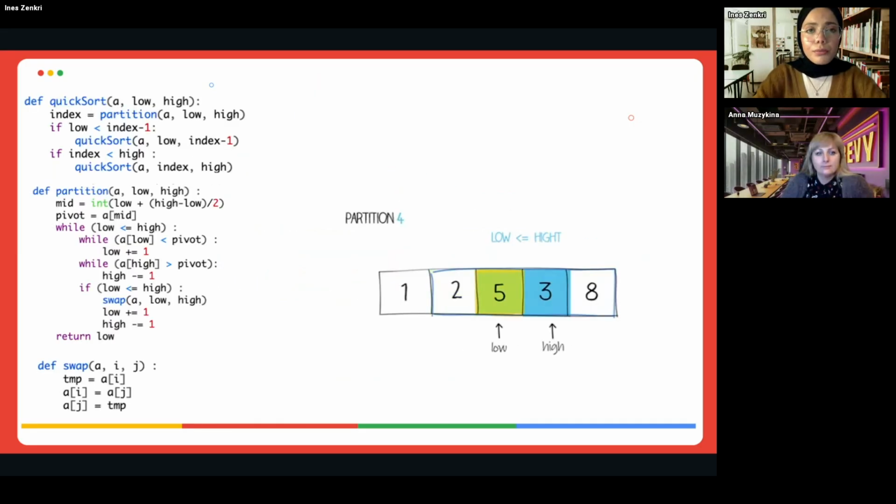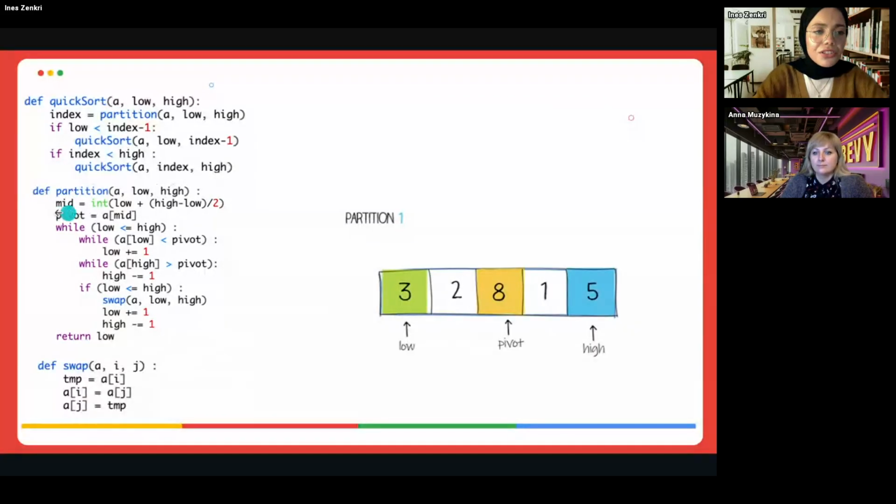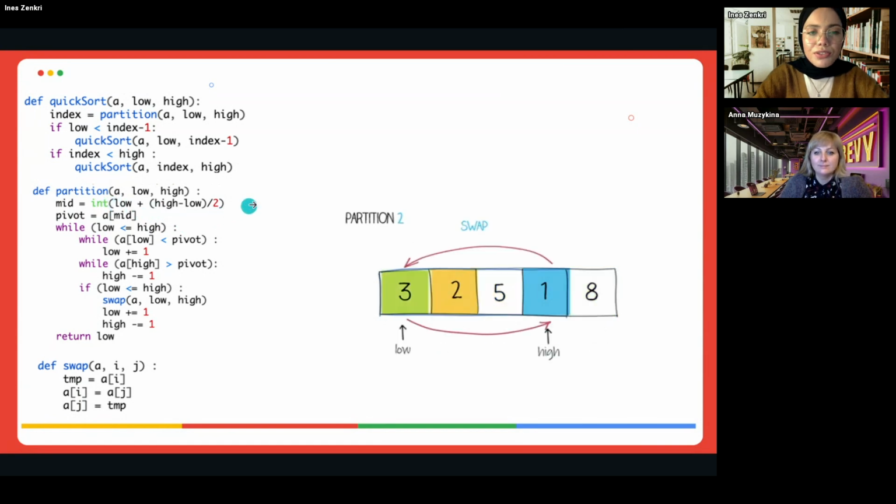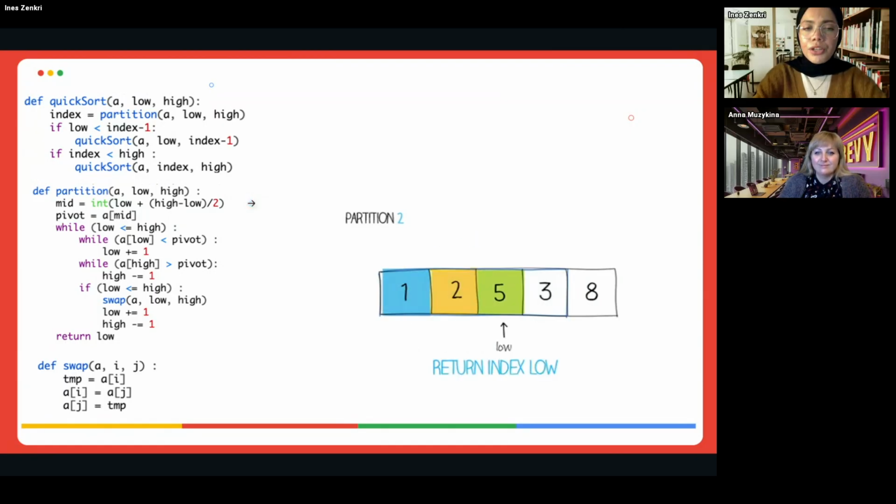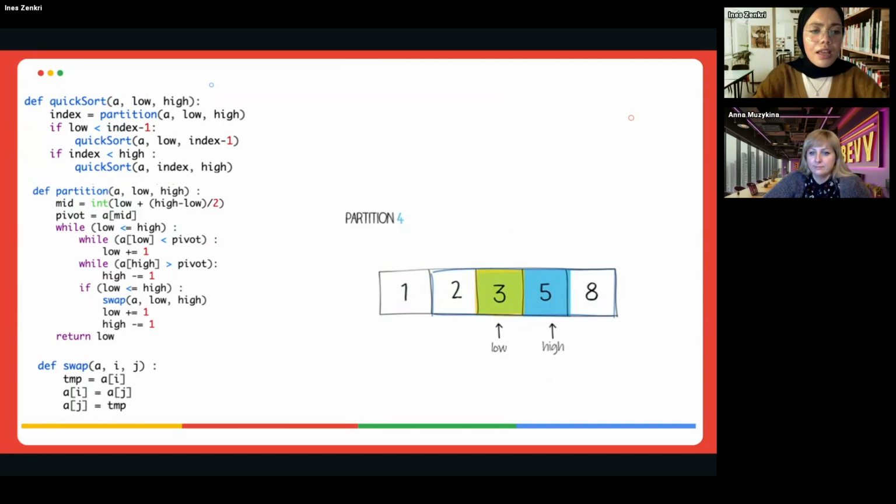The code for quicksort looks as follows. As said here, we take the middle element with indices low and high minus low per 2. You can do this in a dumb way, which is hard-coded, or you can actually calculate the real median of an array, whose time complexity is also big O of n. So it stays within the boundaries.